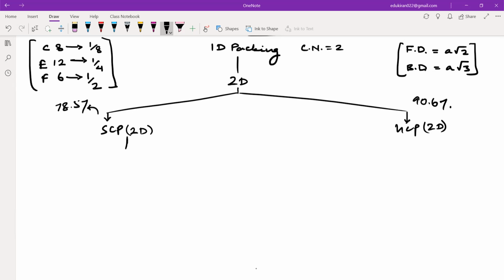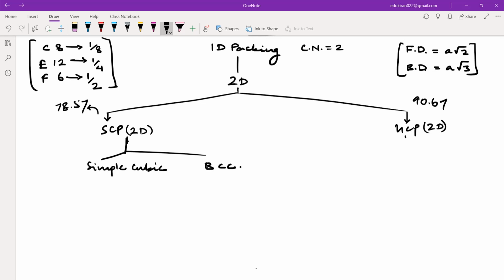Now, please listen here, don't write now. I will give you time to write. In SCP, we saw that we can have 2 types of structures. One is simple cubic and the other is body-centered cubic.